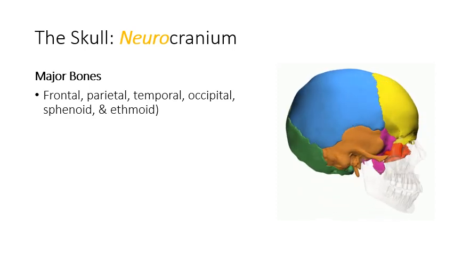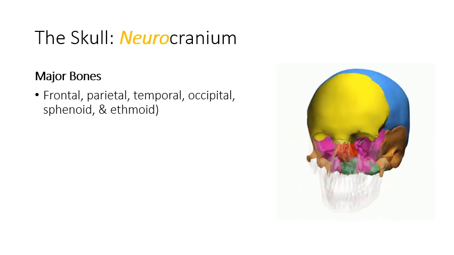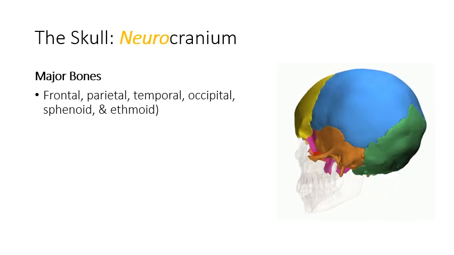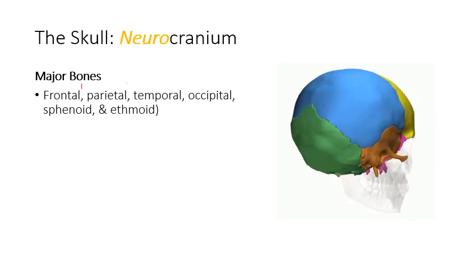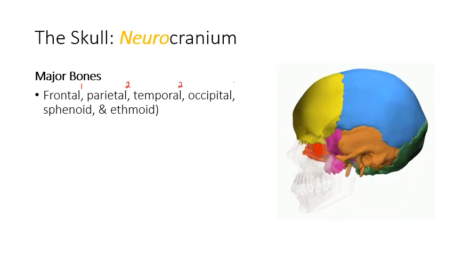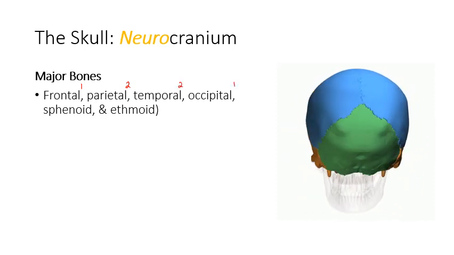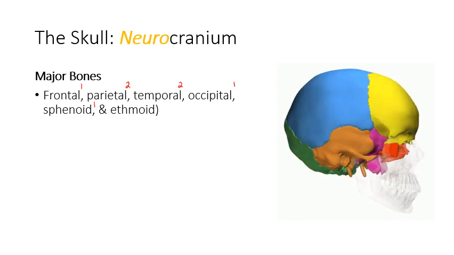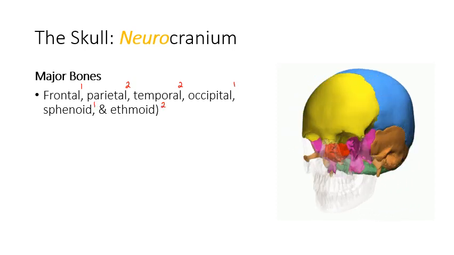So here I'm just going to annotate next to these so we know how many they are. There is one frontal, we have two parietals, we have two temporals, we have one occipital, we have one sphenoid, and we have two ethmoid bones.